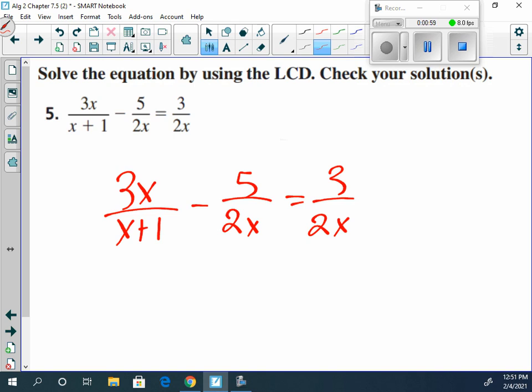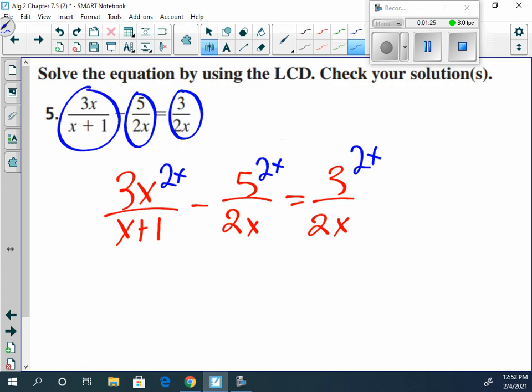So if we look at this here and we look at each of the denominators, what would I need to multiply 3 over 2x by to simplify the denominator out? 2x. So I'm going to have to multiply everything by 2x. Well, 5 over 2x would still be 2x, and we only have one that we need. And the last one, 3 over x plus 1, we would need x plus 1. And so we're going to end up multiplying each one of these by 2x times x plus 1 to get each of the denominators to simplify.